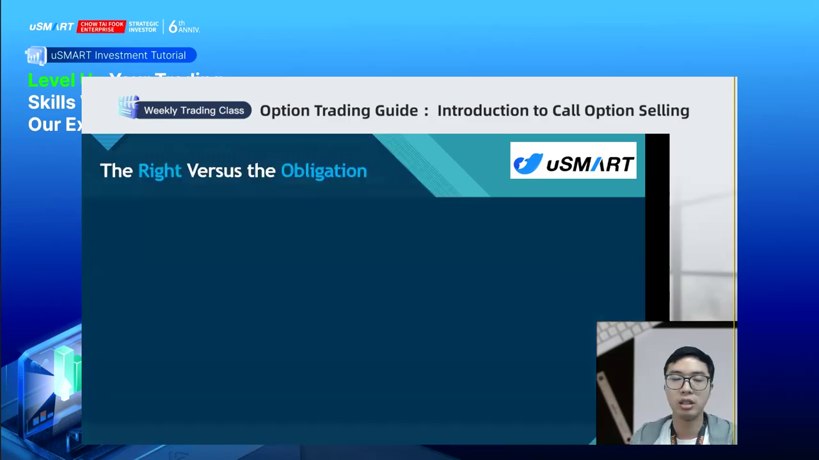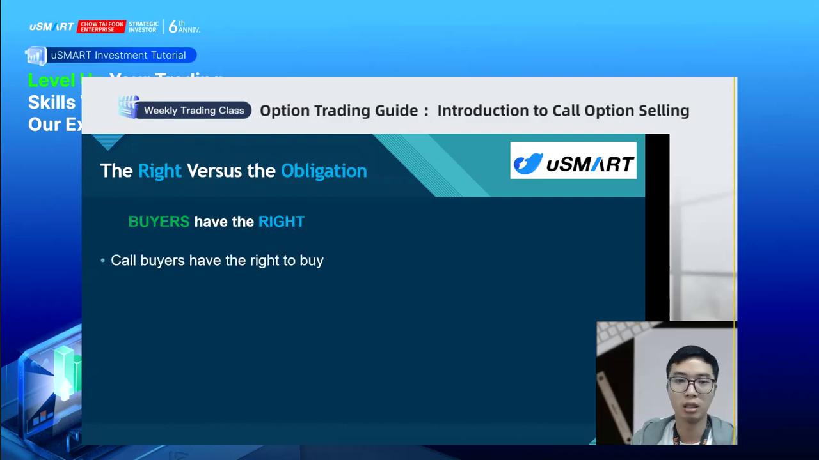So let's do a recap about what options are. Basically there are two types of buyers and two types of sellers in options. The buyer always has the right to buy or to sell. The call buyer has the right to buy, and the put buyer has the right to sell. And for the buyers, they always have limited risk.